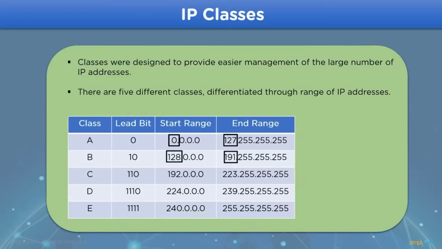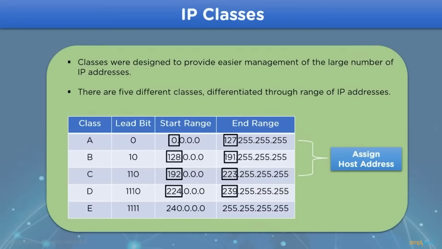Then we have class B, which can fulfill the requirement for a moderate number of network hosts. The lead bits are 1 and 0, and the network ID ranges from 128 to 191. Then we have class C, which can allocate an IP address for a low number of network hosts, where the first 3 bits of the network ID are 1, 1 and 0, ranging from 192 to 223. Through these 3 classes, A, B and C, we can easily identify and assign addresses to a network host.